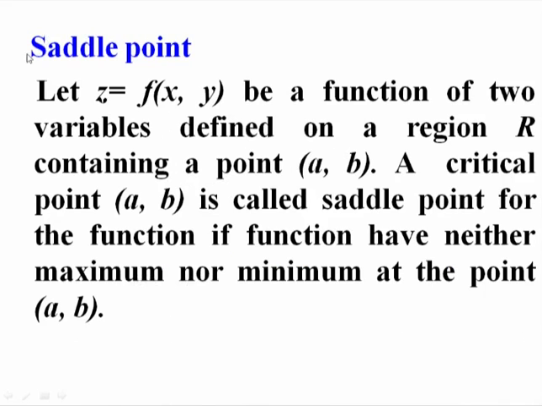Now we define a saddle point. Let z is equal to f of x y be a given function of two variables defined in a region R, and R contains a point a comma b. Then a critical point a comma b is said to be a saddle point for the function if the function has neither a maximum value nor a minimum value at this point a, b.